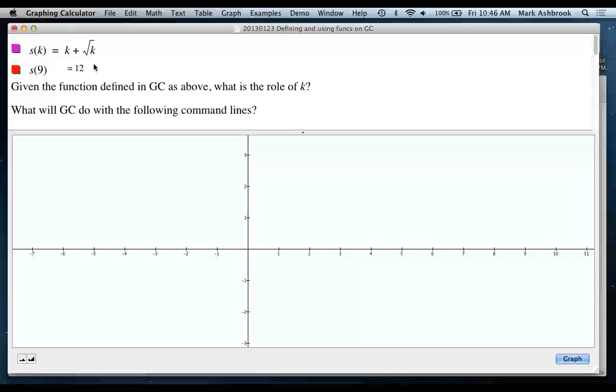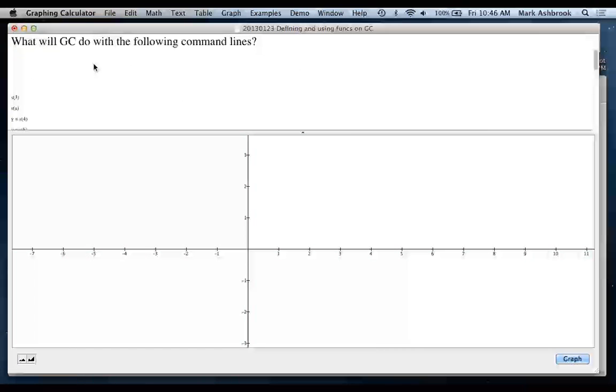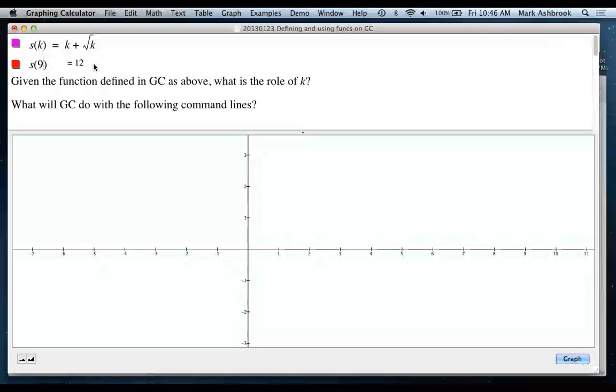Okay, so then again, what if I put, let's see here. I'm going to change this. I'm going to put s of a. So I'm going to type in a there. What's going to happen? Graph, number, nothing.